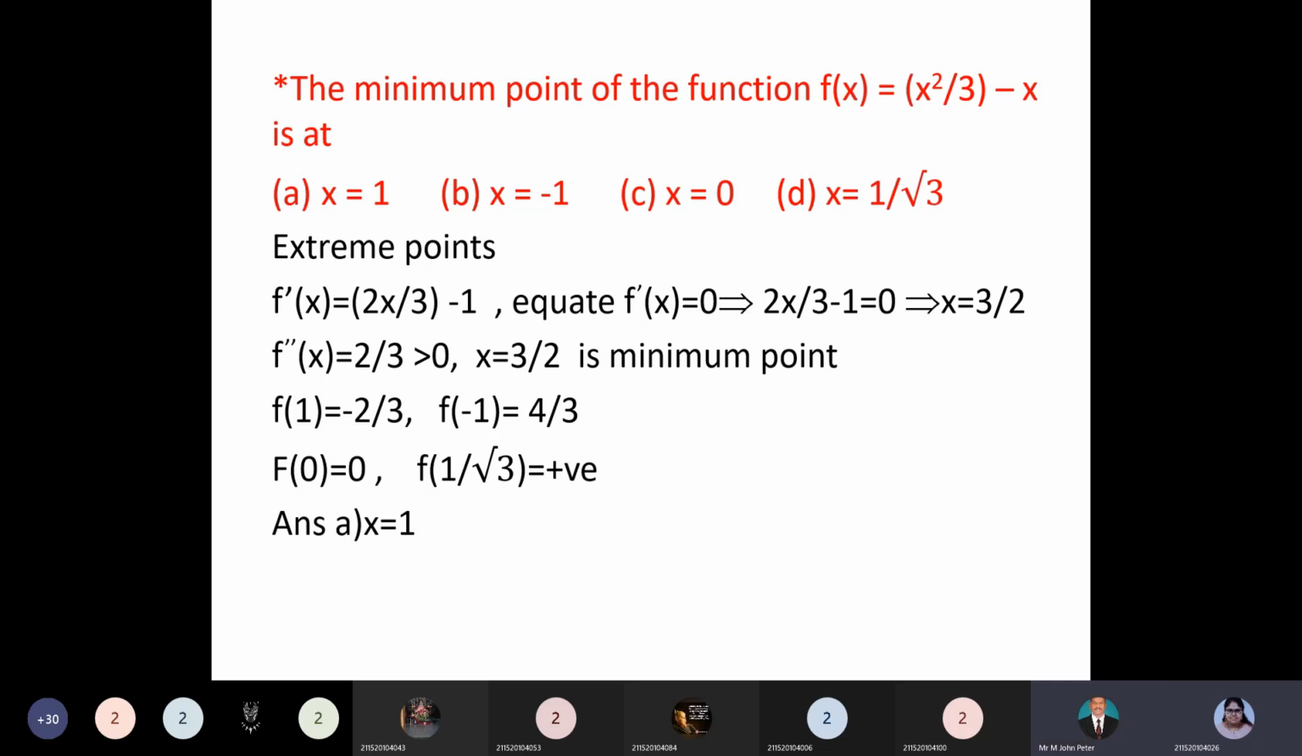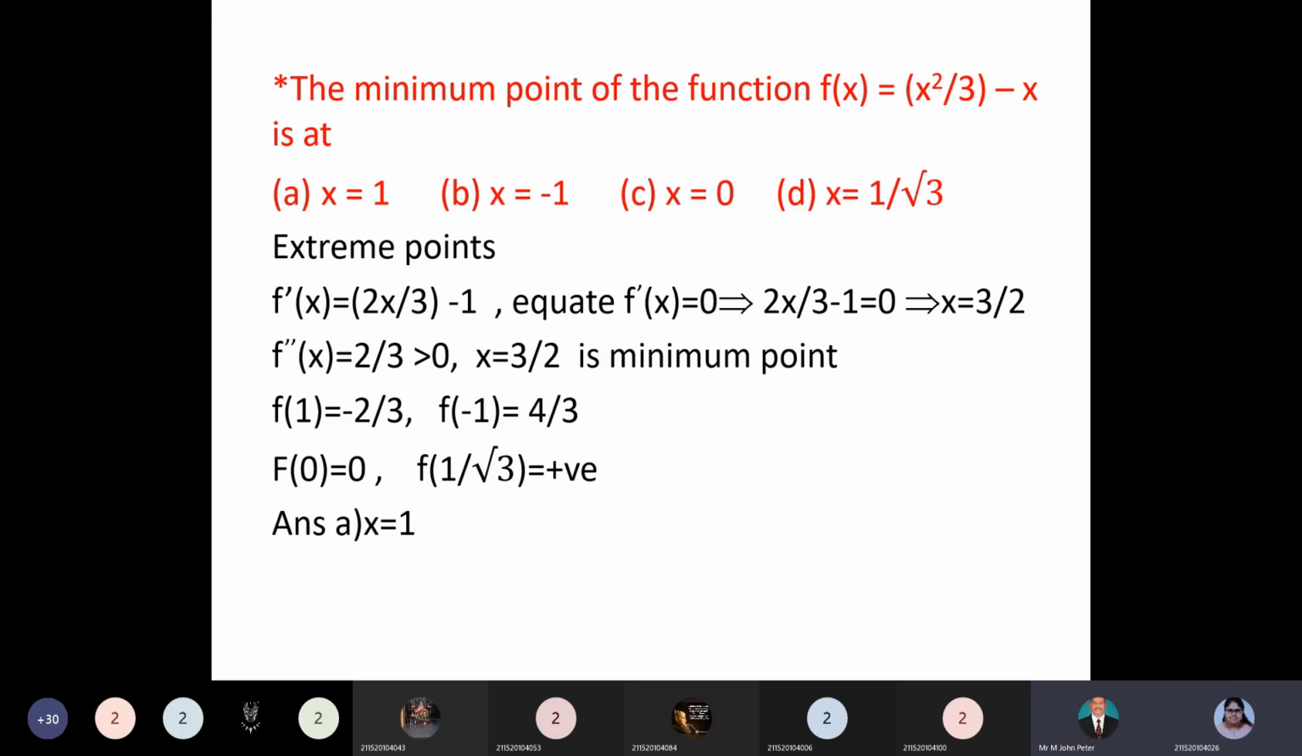The minimum point of the function f(x) = x²/3 − x is at x equal to 1, x equal to −1, x equal to 0, or x equal to 1/√3. The question is asking for the minimum point, unlike the previous problem, which asked for the maximum value on a particular interval.